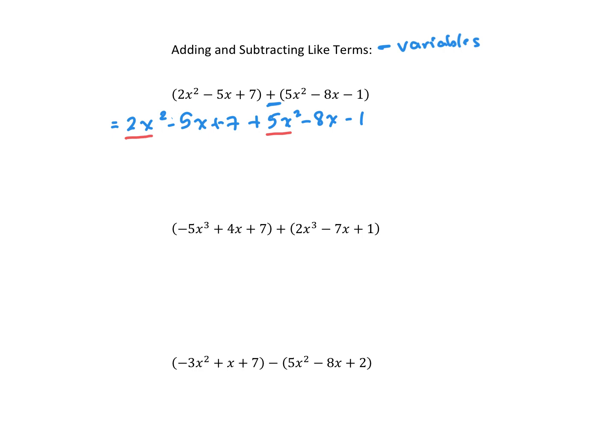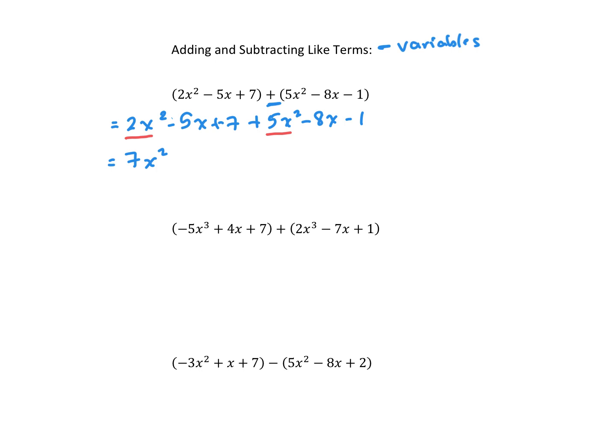I find one there. And I'm going to add the coefficients. So 2 plus 5 is 7. And the variables do not change. We are just collecting like terms. So it's kind of like adding 2 apples, and then I have 5 apples. I have 7 apples. Those apples do not change. They are just the items that I am collecting.